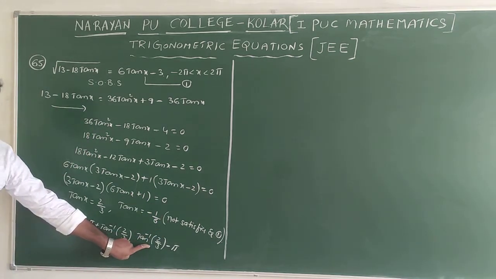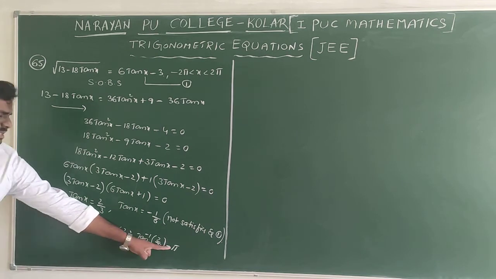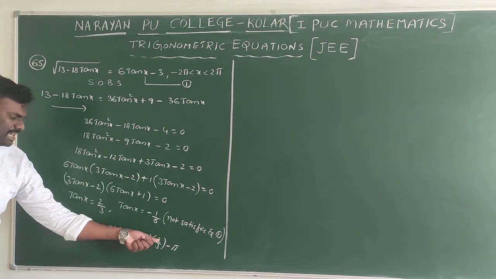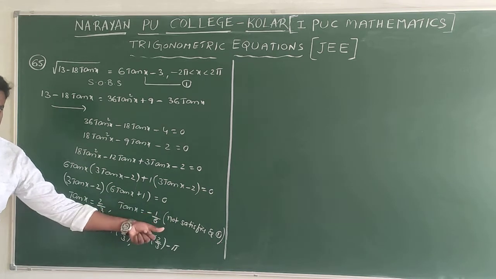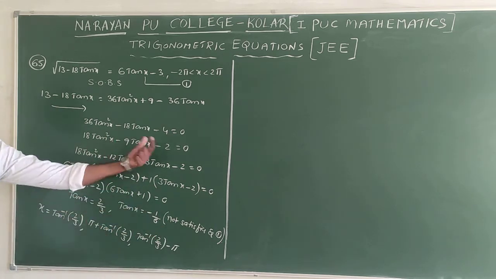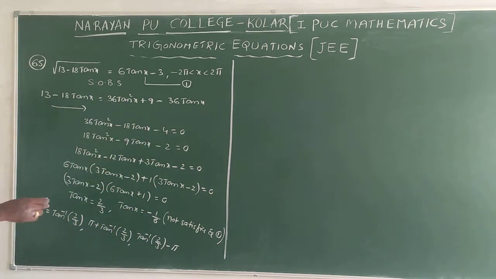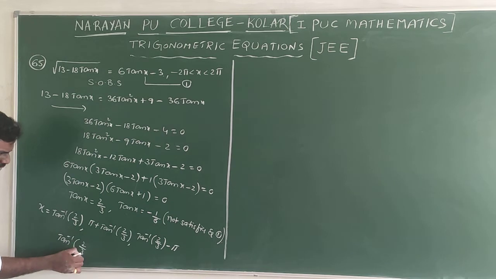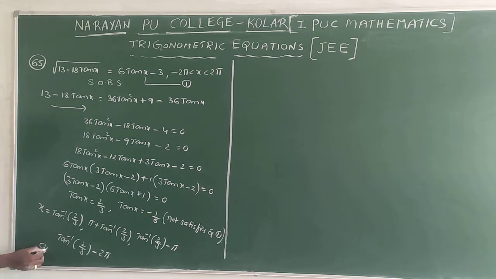If you take minus common, pi minus you will get. Pi minus means 180 minus. 180 minus means second quadrant. Second quadrant is negative. Already one more negative is there. Total you will get positive. So this is the third one. And next I am taking tan inverse of 2 by 3 minus 2 pi. Totally you will get 4 solutions for this question number 65. That is nothing but option C is the correct answer.